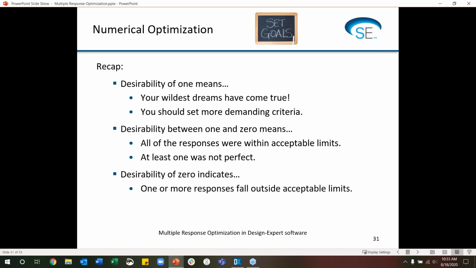A desirability between 1 and 0 means all of the responses were within acceptable limits, but at least one was not perfectly achieved. If you get a desirability of 0, that would indicate that one or more responses fall outside the limits. You're unlikely to see a desirability of 0, but what you may see is a message that says no solutions found. I've gotten that. That means that there was no place in the design space that met all the criteria that you set, so you need to go back and relax some of the criteria.